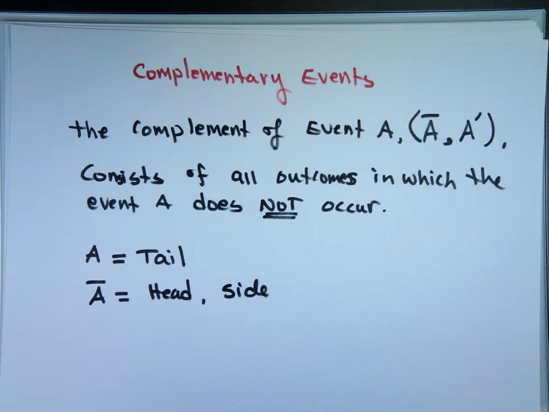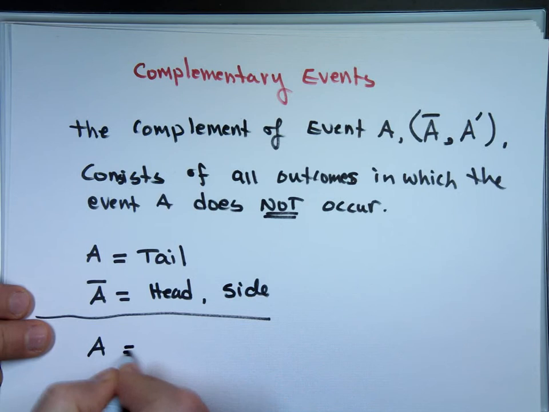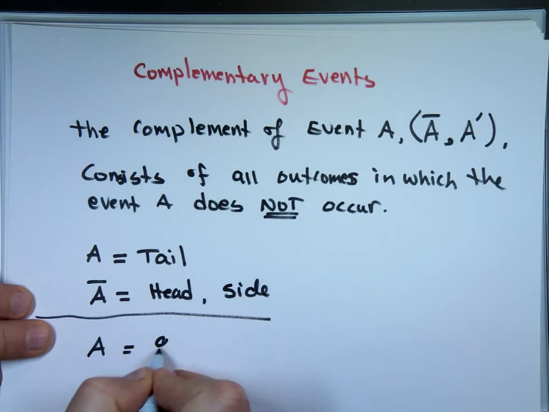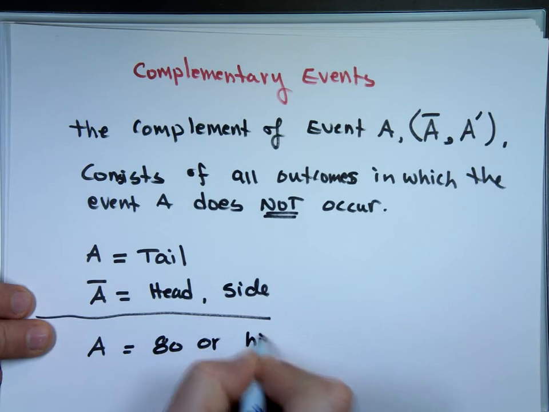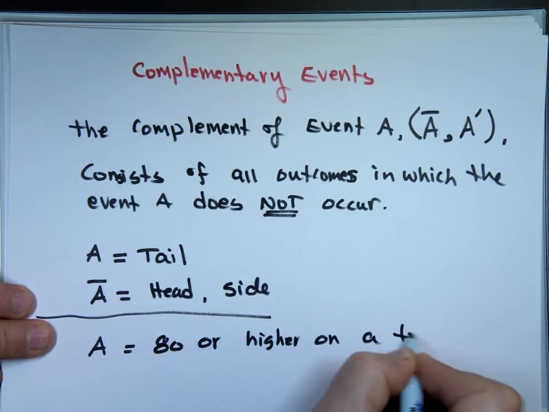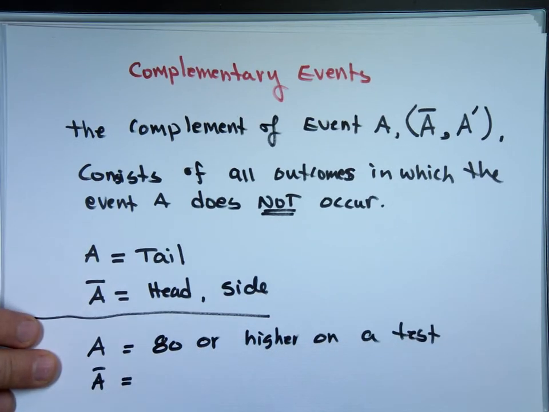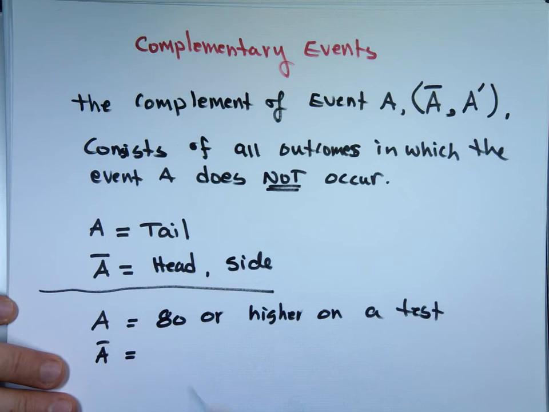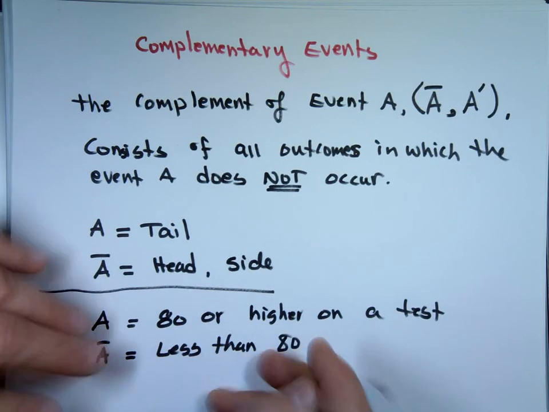If we define A as getting 80 or higher on a test, what's the complement of A? Not getting 80 or higher, which means what? Getting 79 or lower. Yep, less than 80. It's the opposite of that.